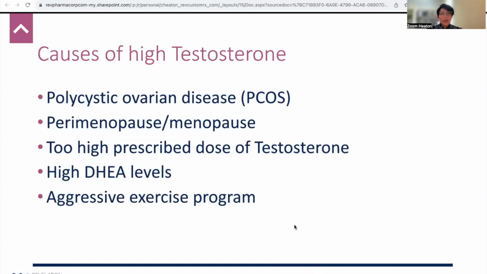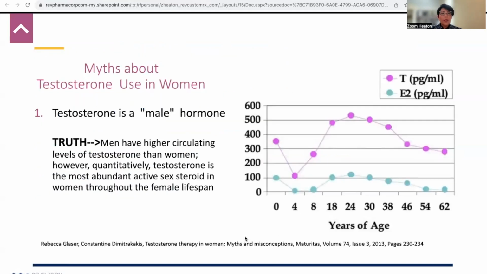Some causes of high testosterone: polycystic ovarian disease, PCOS, perimenopause, menopause, of course, too high a prescribed dose of testosterone, high DHEA levels, and an aggressive exercise program. So let's go into some myths about testosterone use in women. There haven't been a lot of studies for testosterone use in women, but there are a lot of myths circulating about testosterone, and I think it scares a lot of women from using testosterone because of just not understanding what the hormone is really about and how it can benefit them.